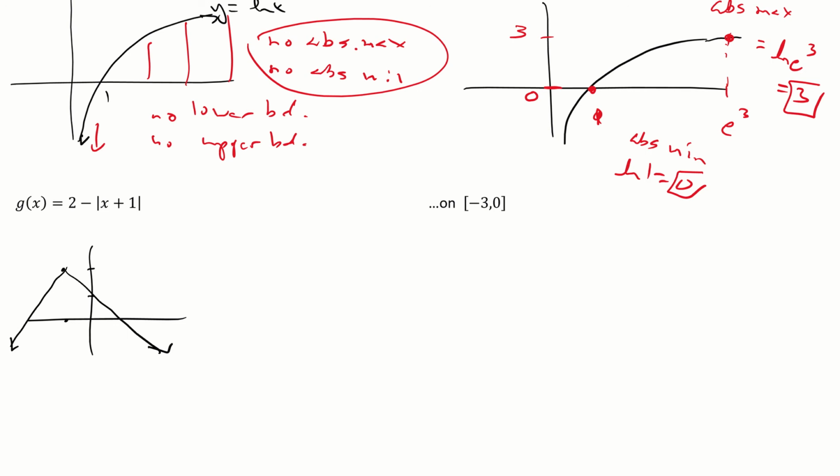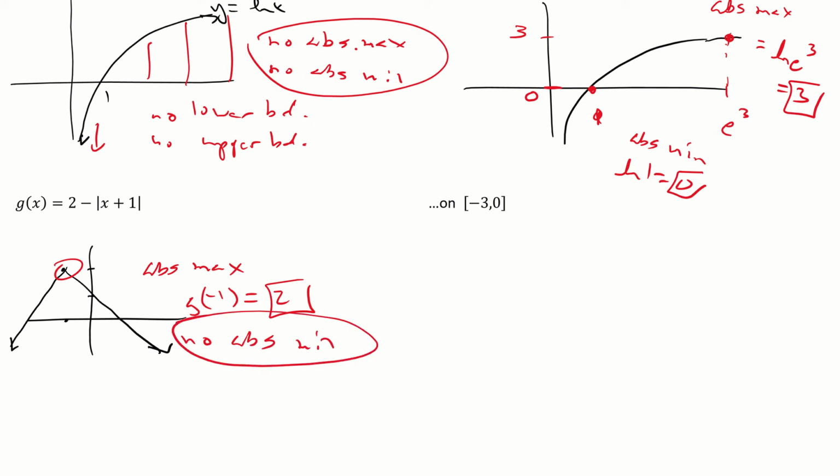Does it have an absolute max? Yes, it does. I'm going to go quick. This is the absolute max. Absolute max of g of negative 1 is equal to 2. But no absolute min. Part of the answer is that.